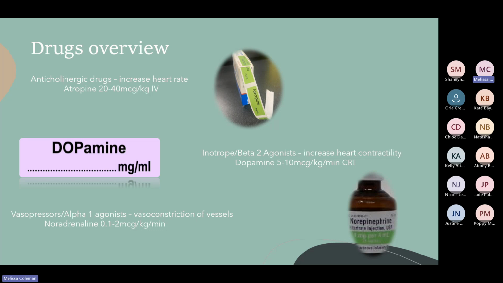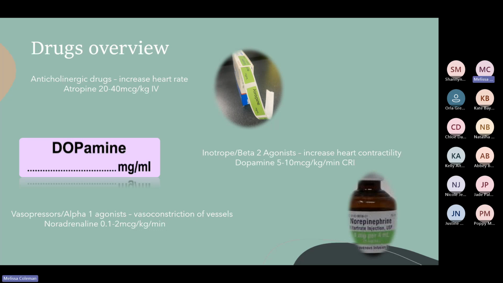If they've got a heart rate of 100 and our pre-op exam was 100, that heart rate could shoot up to over 200, which is then just going to exert more pressure on the heart. The dose for atropine is 20 to 40 micrograms per kilo IV, and the dose for glyco is 10 micrograms per kilo. We then have our dopamine.